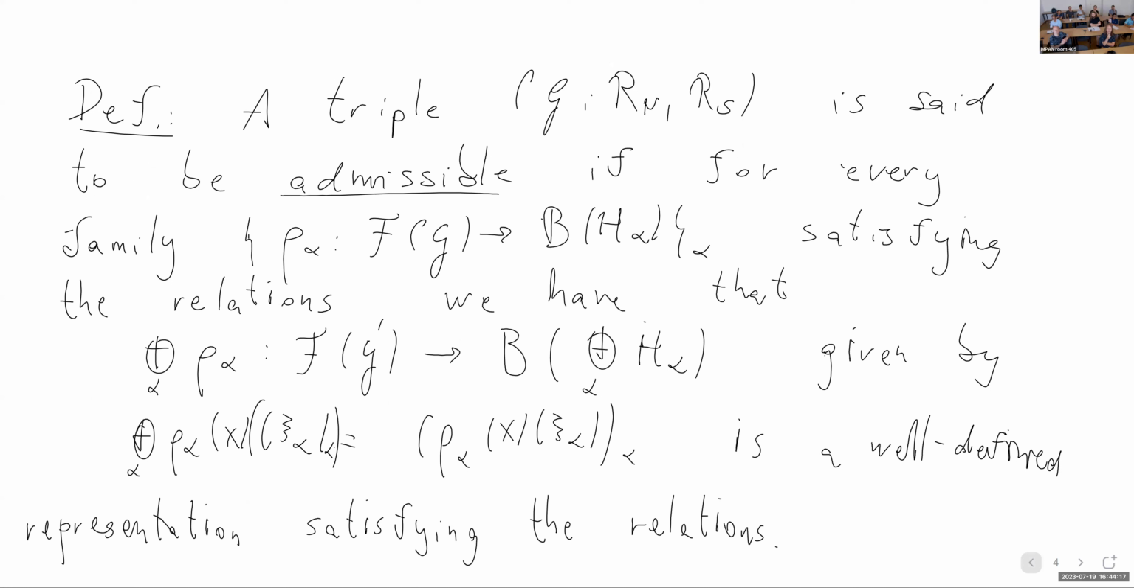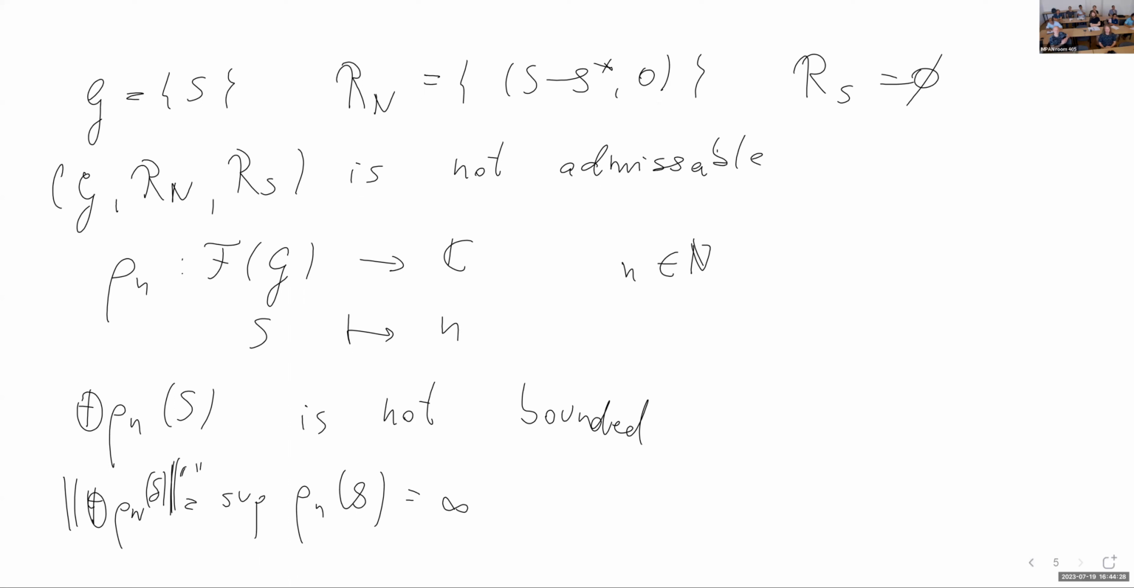So we never have a family of representations. We want the direct sum to be a representation on bounded operators. The thing is bounded. And when you go here, you have something that's not bounded. That's not admissible. Okay, this thing is. I have a question.